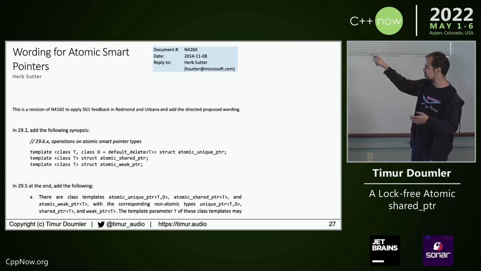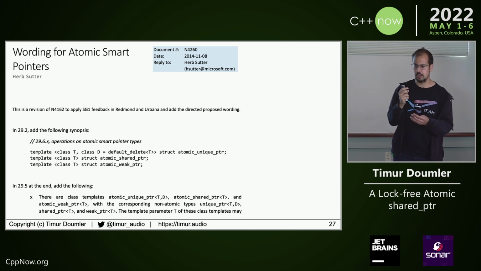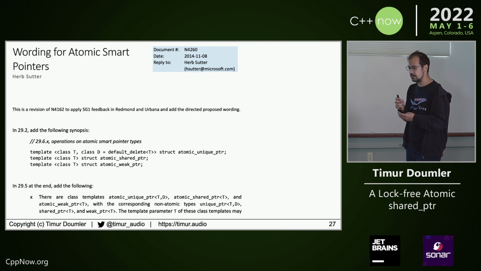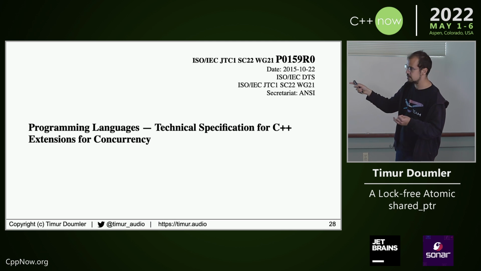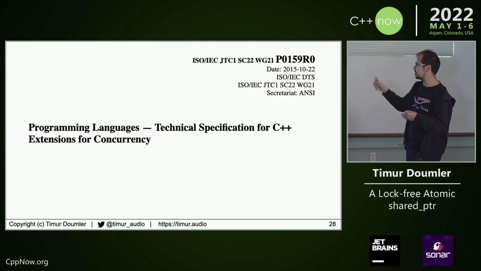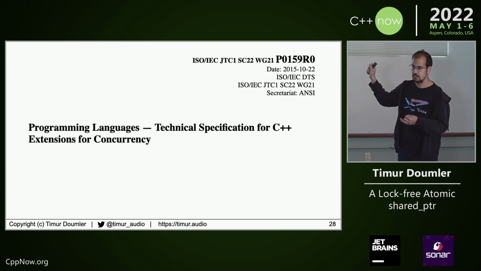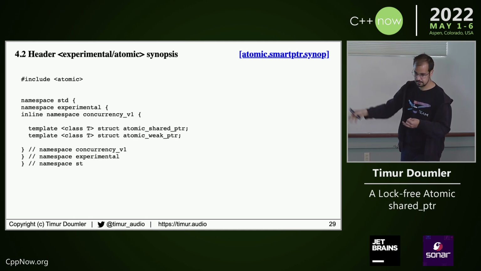And there was a later paper also with wording for these three types. We didn't get atomic unique pointer, but we did get atomic shared pointer and weak pointer, which then in 2015 was put into the concurrency TS. The concurrency TS in 2015 had these atomic underscore shared pointer and weak pointer types, which looked like this.